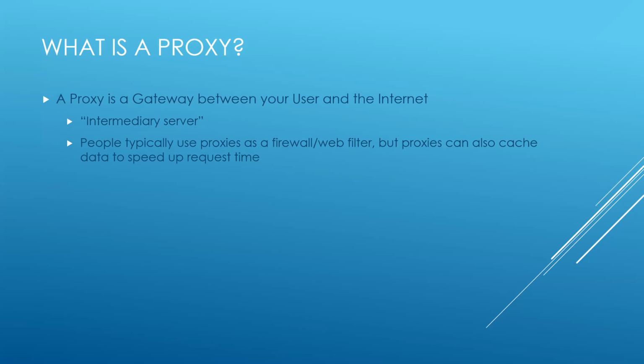So a proxy is a little bit different from a firewall. It can act as a firewall, but it's more of a gateway between some user and the internet. It's that intermediary server. So let's say I'm the user utilizing the gateway, and I want to access google.com. My user will try to access google.com, and it will go through the proxy first. The proxy will then communicate with google.com, and any response from google.com will go back to the proxy, and then back to the end user.